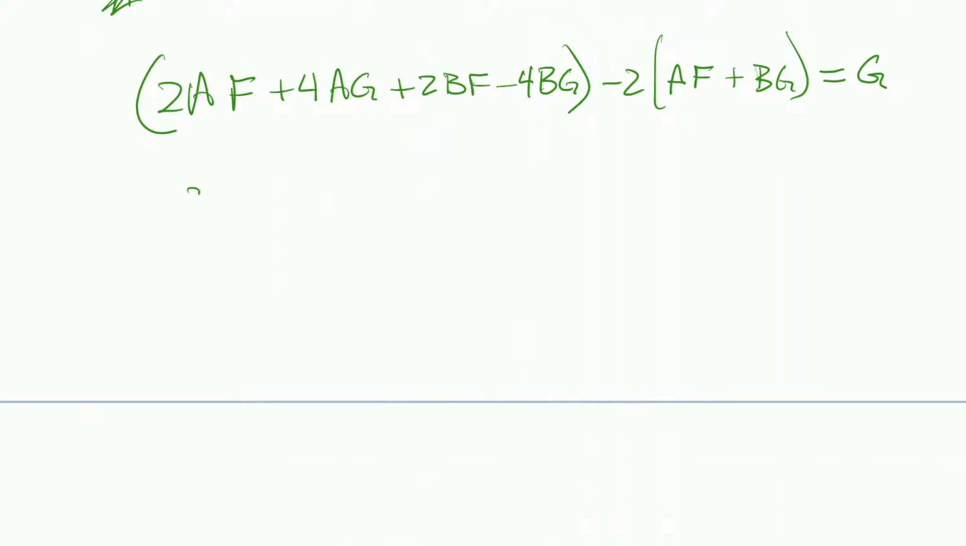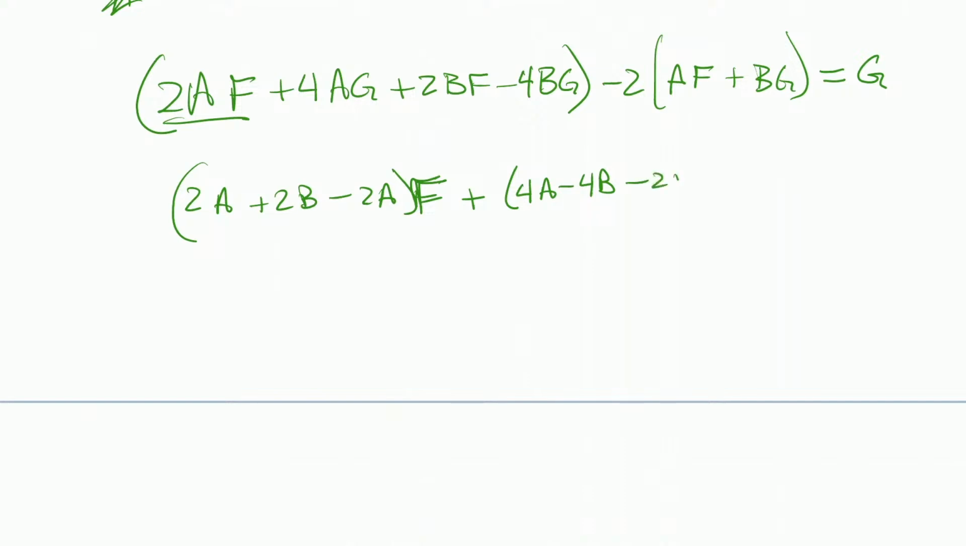Okay, so let's see if I can collect like terms. So we have 2a right here. Maybe the F's, yeah, let's do the F's. 2a plus 2b minus 2a times F. Did I get that right? That surely can't be, I guess it is. And then plus 4a minus 4b minus 2b times G. Interesting. That should all equal G.